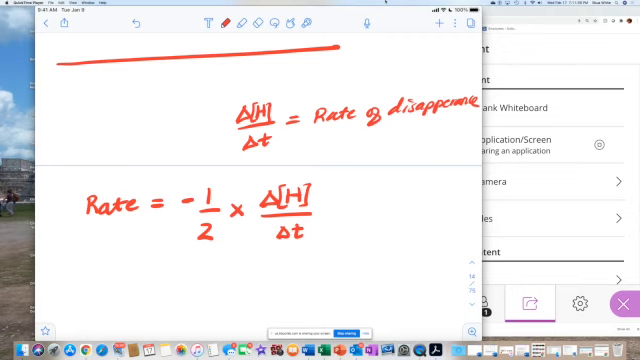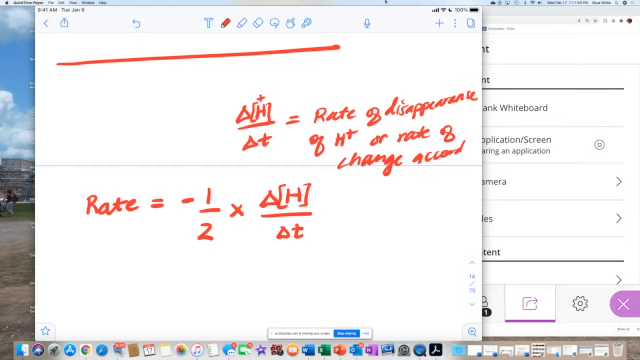I feel like I didn't spell this properly, y'all. Let's go back and do this right. Disappearance, yes, of H plus, or rate of change according to H plus. Okay, two different ways of saying it. They want you to solve for this.